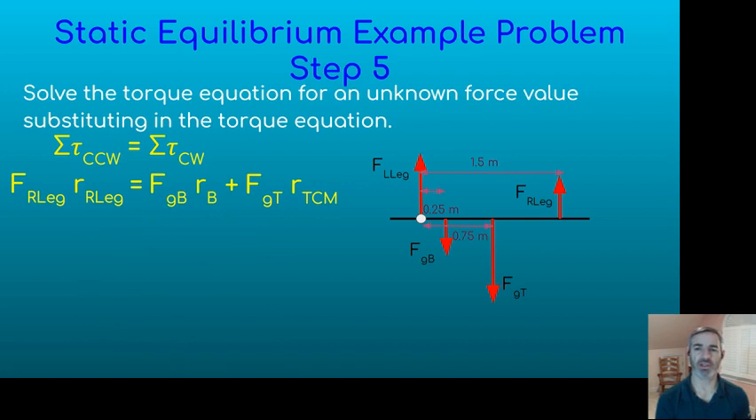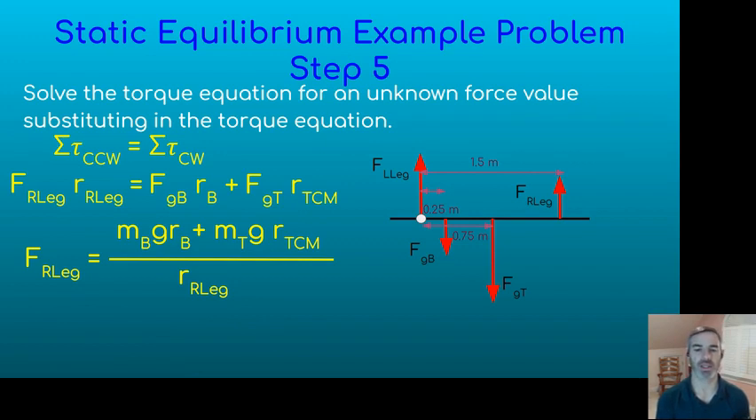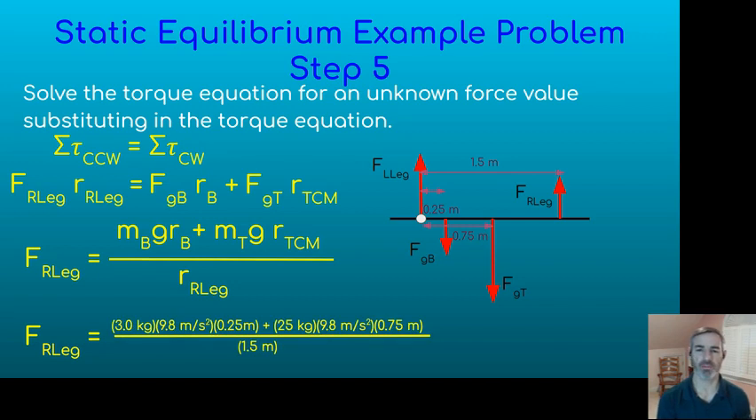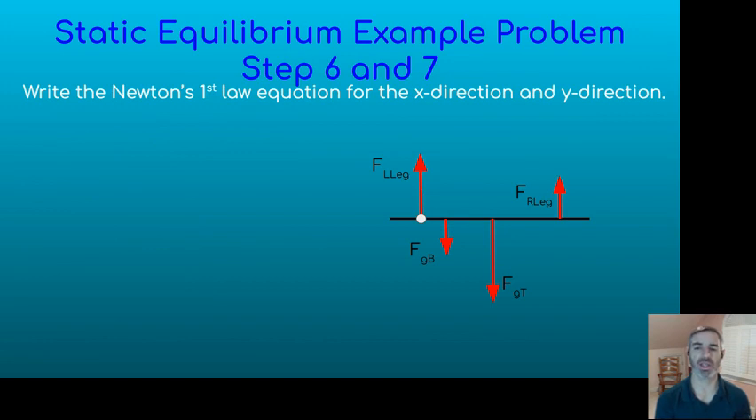Step 5 is to substitute into the torque equation, first solving for our unknown force. So we know that we're solving for the right leg, so we can divide each side by the distance of the right leg. Then we can substitute our numbers in. We've substituted mg for our force of gravity, the distances for each of our objects, and then we can solve for the force of the right leg and get 127.4 newtons. So that's how much force the right leg exerts on the table.